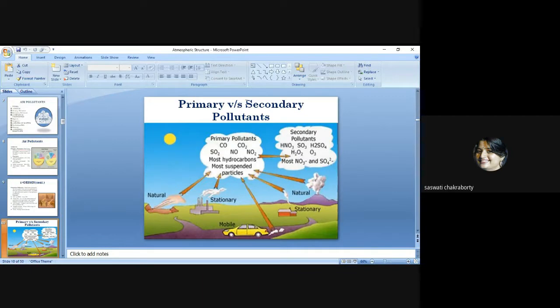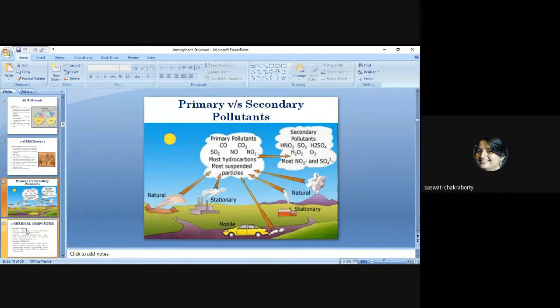See, this is primary versus secondary pollutant. These are the primary pollutants. Most hydrocarbons and most suspended particles can be obtained from natural sources, from stationary sources, and from mobile sources such as automobiles. Stationary sources are the industries and factories. Natural sources are volcanic eruptions, sea sprays, and forest fires. These are natural sources, and on reaction, they form the secondary pollutants. So it's a relation between the primary pollutant and the secondary pollutant.